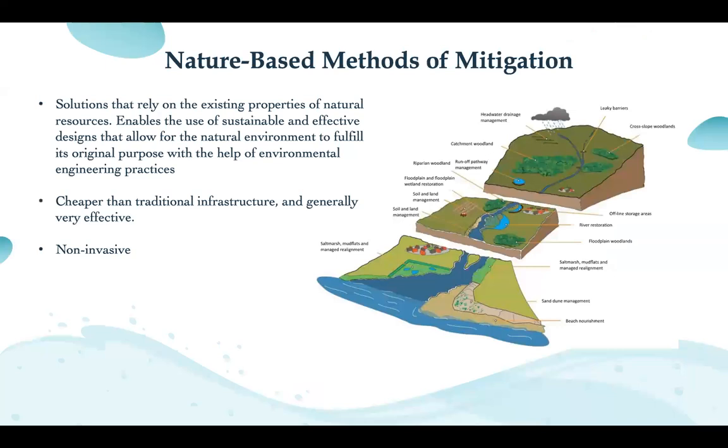We also have nature-based methods of mitigation, which is a completely different topic. The solutions here rely on existing properties of natural resources. It's very sustainable and effective with its designs, and it really relies on natural processes that traditionally prevent flooding naturally. It just uses some environmental engineering practices to build on this, maybe restore anything that's been degraded, and make sustainable systems that will last for a while. It's actually cheaper than traditional infrastructure and generally very effective. It's also non-invasive.